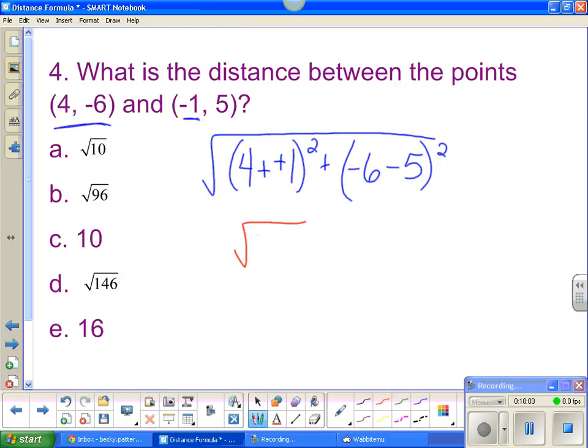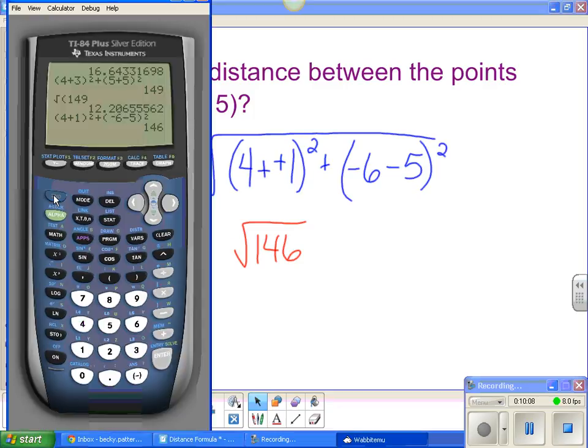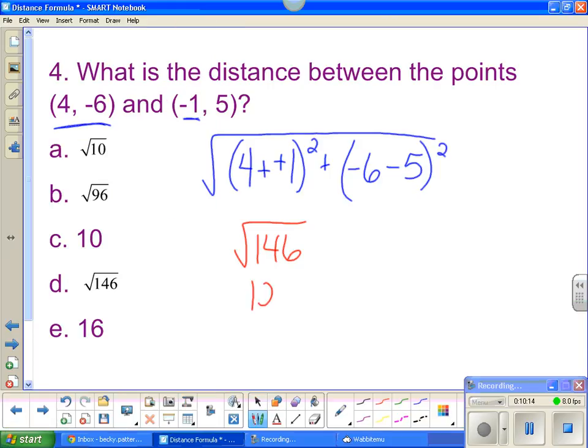So I have the square root of 146. But then I need to test it and see if that's a perfect square. And it's not. I got 12.08. So in looking at the multiple choice, do I go with the 12.08 or do I go with the root 146? And the answer is root 146 because 12.08 is not a choice.